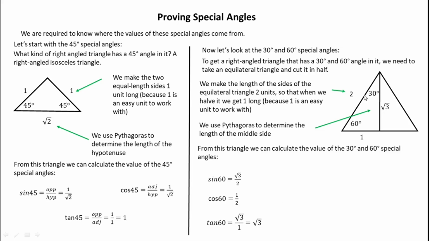Now let's look at the 30 degrees. The sine of 30 degrees is going to be opposite over hypotenuse, so it's going to be 1 over 2. The cos of 30 degrees is going to be adjacent over hypotenuse, so it's going to be root 3 over 2. And the tan of 30 degrees is going to be opposite over adjacent, so that's 1 over root 3. And that, ladies and gentlemen, is how you prove the special angles for 30 degrees, 45 degrees, and 60 degrees. Now let's look at some worked examples of where you might encounter such special angles in the wild.